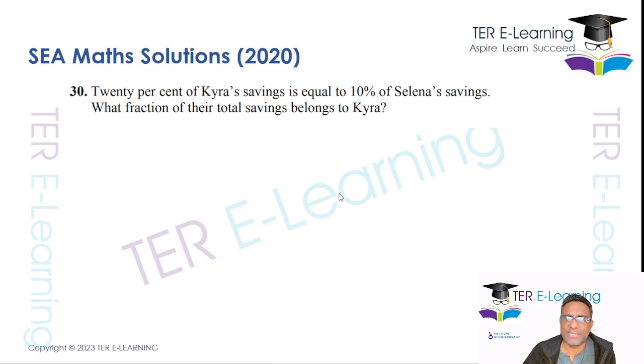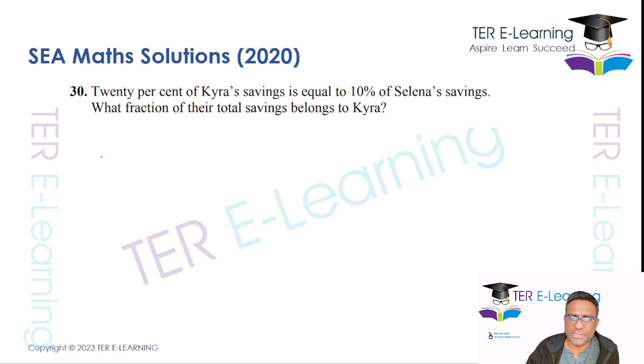Question 30. 20% of Kyra's savings is equal to 10% of Selena's savings. What fraction of their total savings belong to Kyra? Right? So for a question like this, the best thing I would do here is, again, I'm going to draw a simple diagram, right?